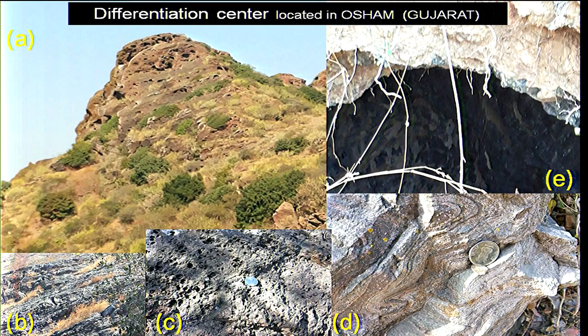a major volcanic center. This is in the Osham area in Gujarat, where a lot of vesicles are coming out, and this rock is not basalt. It is a rhyolite, or it is called obsidian, which is an acidic igneous rock. So, this rock we have found here, and on the basis of this rock we call it a major differentiation center here.